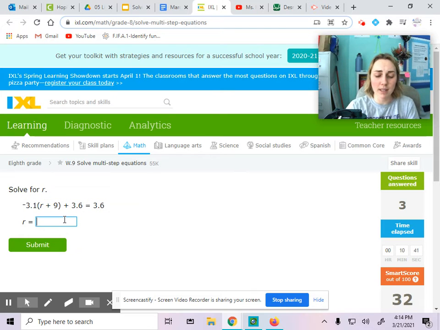Let's keep going. I'm running out of paper. This stinks. Okay. Ooh. Decimals, cool. -3 1/10, we're going to multiply that by r plus 9. Now I'm going to do plus 3 6/10, and that's going to be equal to 3 6/10. Cool, let's solve it.